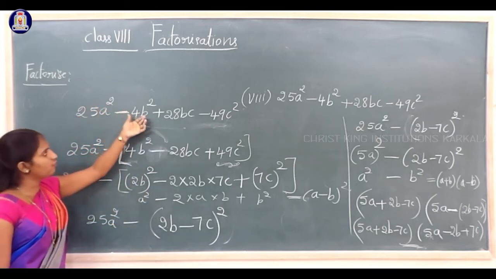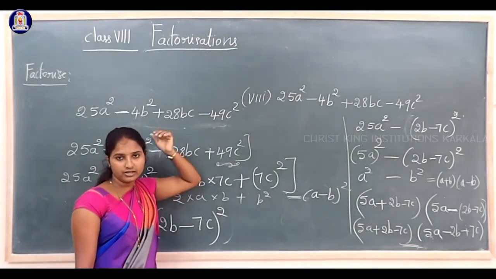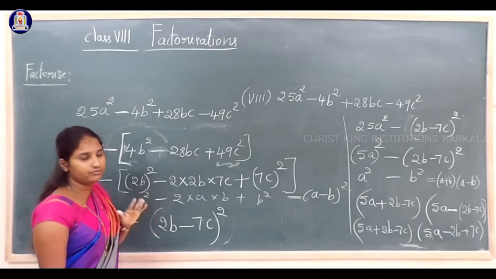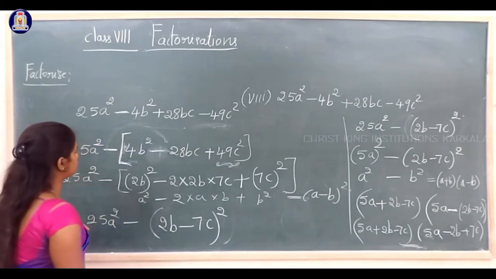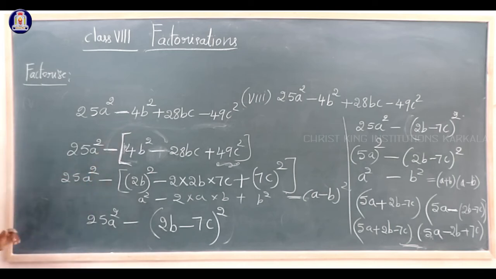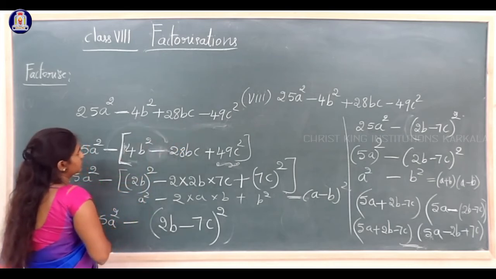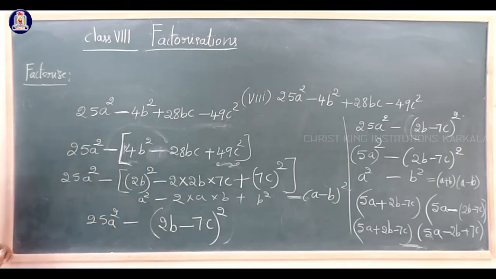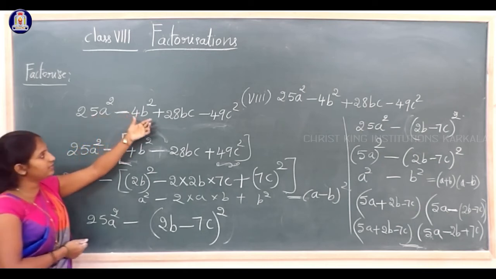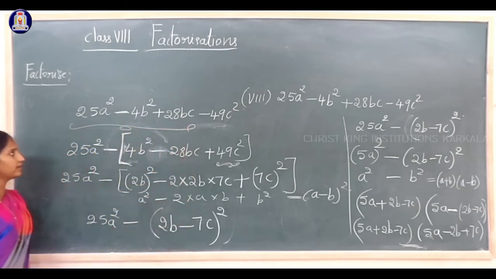25a square minus 4b square plus 28bc minus 49c square. First you have to observe whether we can take any common factor outside in this question. No, we cannot take any common factor. Isn't it? 25, here 4, 28, 49. So there is no common factor. So what do we have to do? Now 25a square minus 4b plus 28bc. If you take these three, whether you can factorize. So this cannot. You can check.